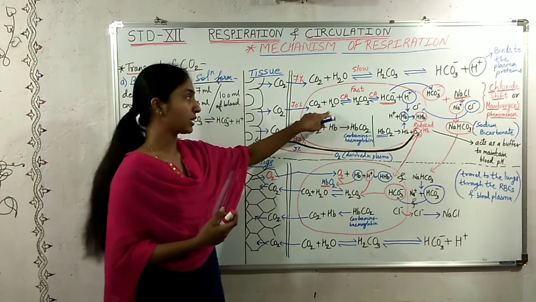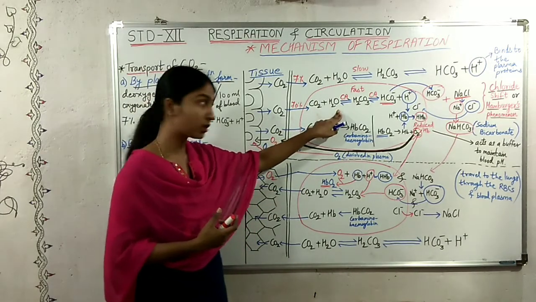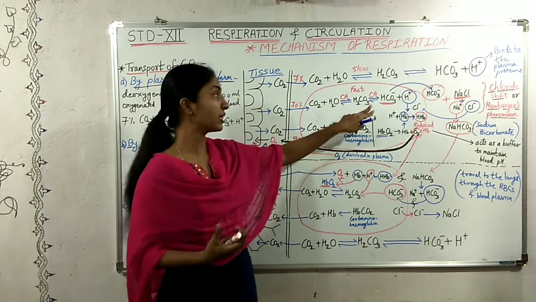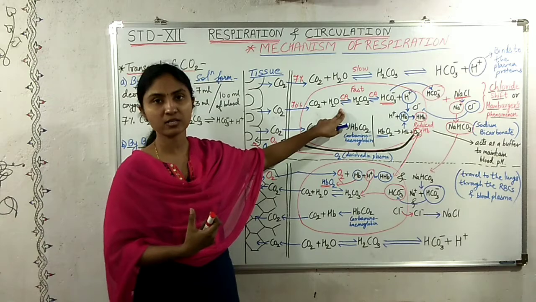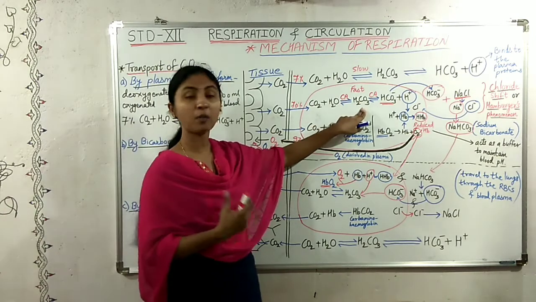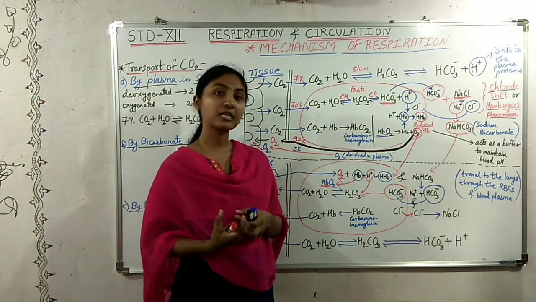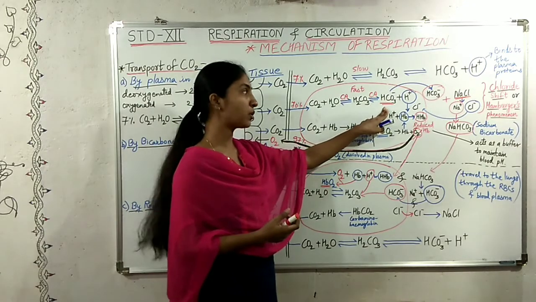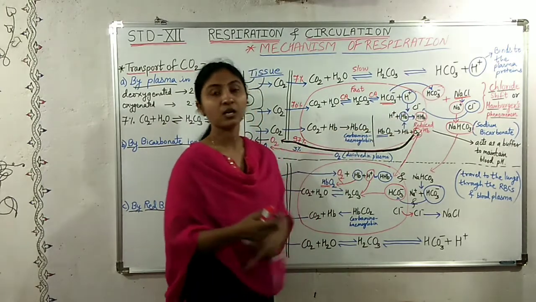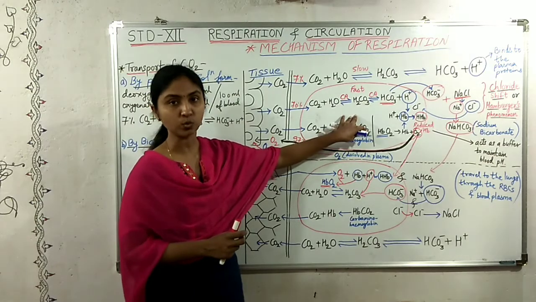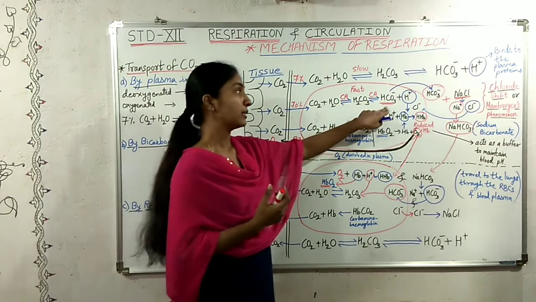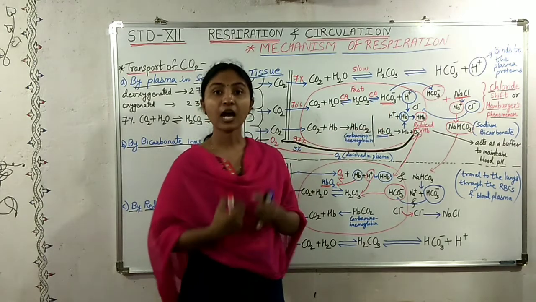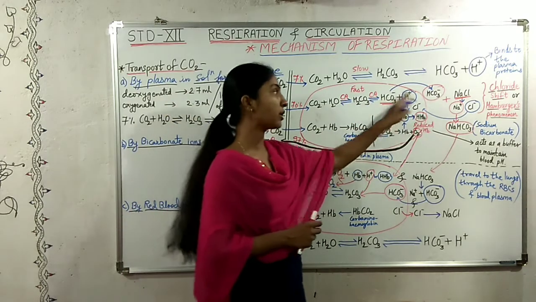As we have seen, the carbon dioxide combines with water to form carbonic acid, in the presence of the carbonic anhydrase enzyme. This carbonic acid is unstable, so it splits up into bicarbonate ions and hydrogen ions. Now what do these RBCs do? The RBCs give out the bicarbonate ions.